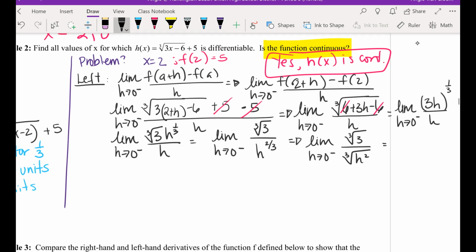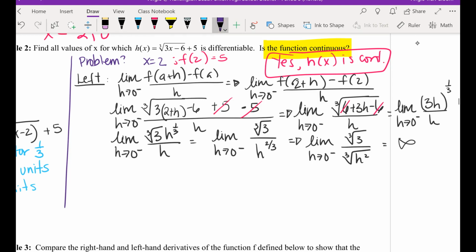Perfect. Now, as h approaches 0 coming from the left, what value should we pick? Negative 0.0000? Square that for me. Positive, smaller, right? And the third root of that, still small or very big? Very, very small. Positive small or negative small? Positive small. So the third root of 3 divided by positive small, what is that going to come out to? Infinity. A positive infinity. So that's the left-hand derivative.